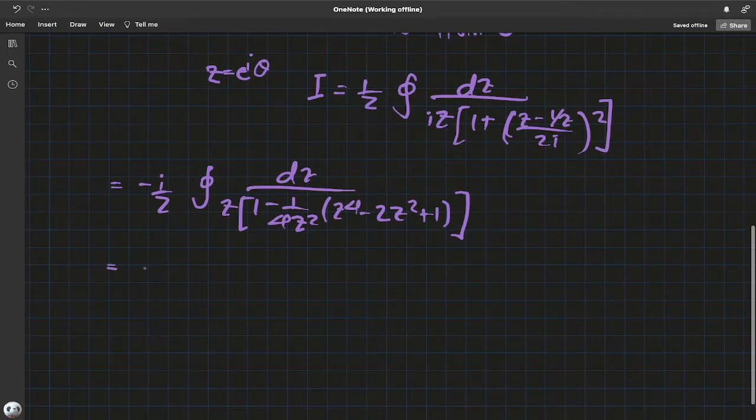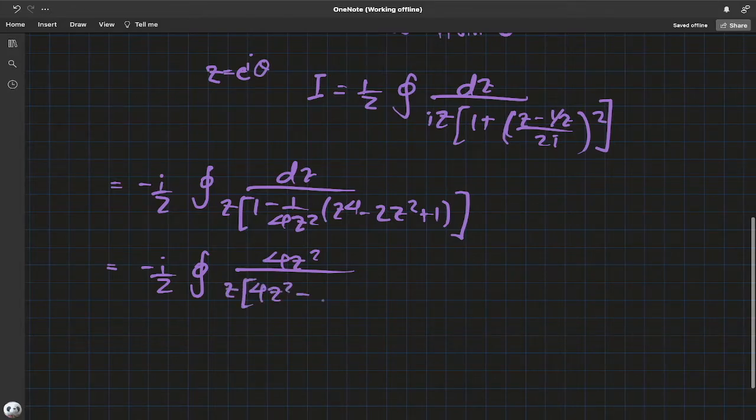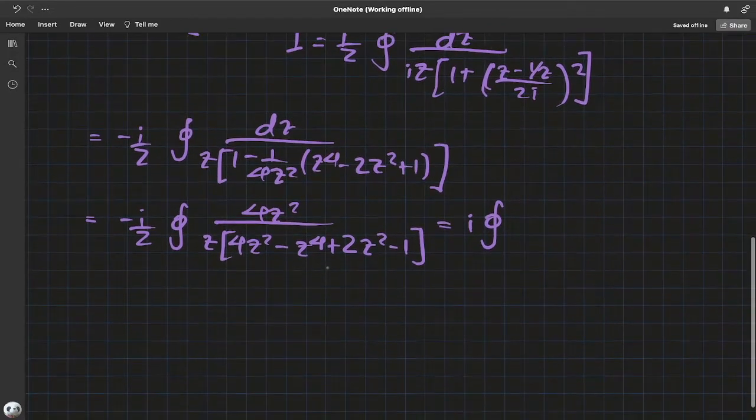And then we have 4z squared, sort of common denominator that thing up. 4z squared over z multiplied by 4z squared minus z to the 4th plus 2z squared minus 1. So we can change the order of the denominator with that negative, because we want the higher order power term, the 4th power, to have a positive coefficient. 2z dz over z to the 4th minus 6z squared plus 1.